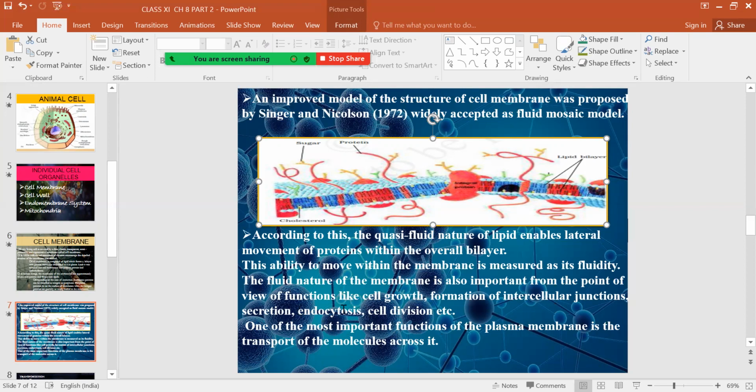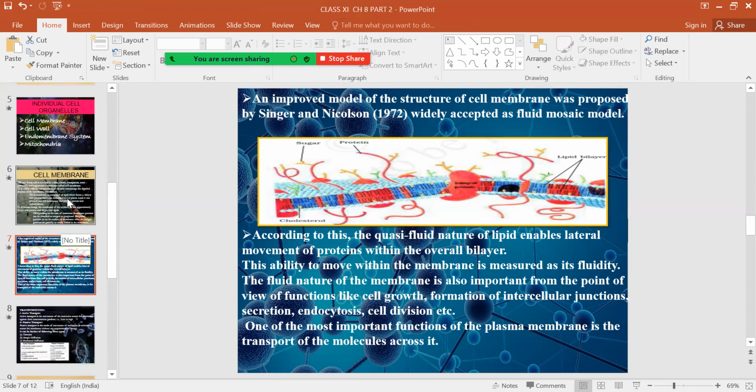Now, what is the importance of this fluid nature? The fluid nature of the membrane is very important from the point of view of cell growth, as the cell membrane can extend itself, formation of intercellular junctions, secretion, endocytosis, and cell division. And one of the most important functions of the cell membrane is the transport of molecules across it.